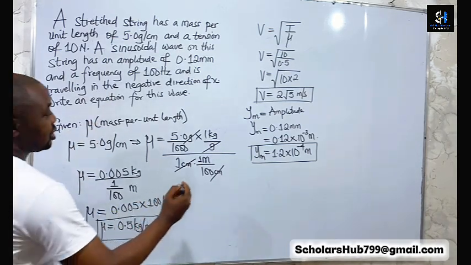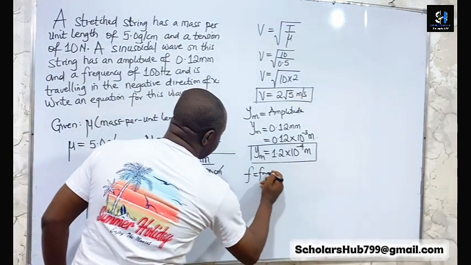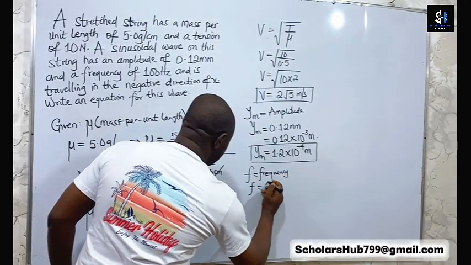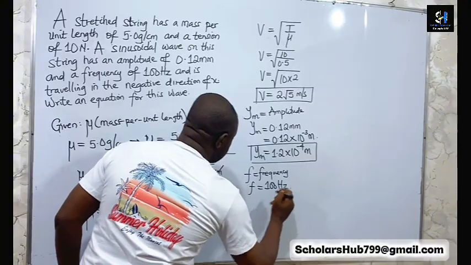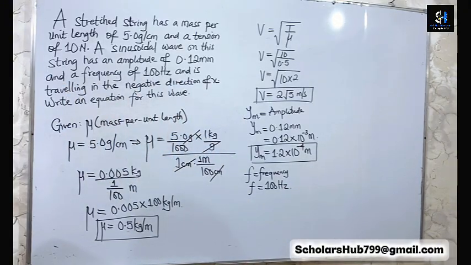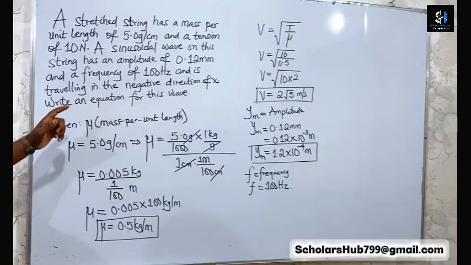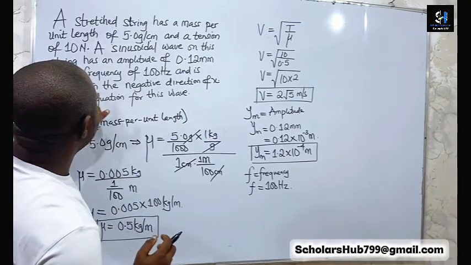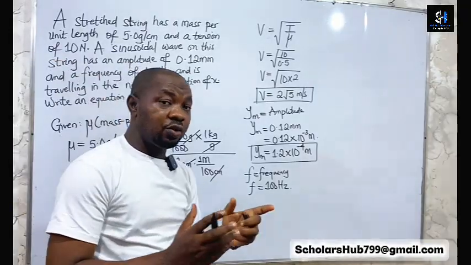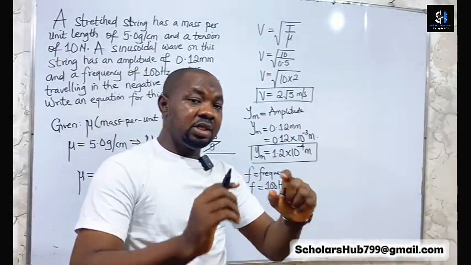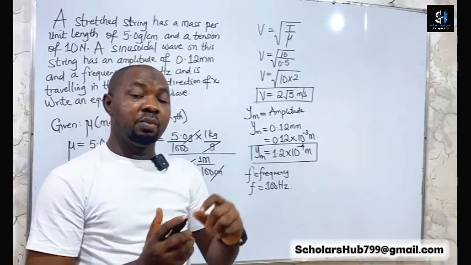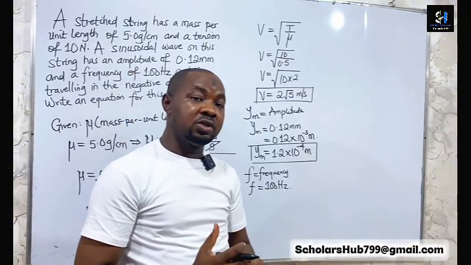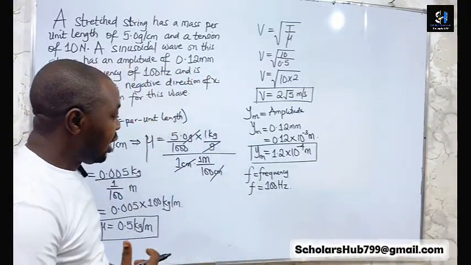And we are given the frequency. Frequency, f, is 100 hertz. So what to do from here is we know that for a wave traveling in the negative direction of x, omega t in the general equation will take a positive sign. That is because the wave is shifting in the opposite direction of the x-axis.